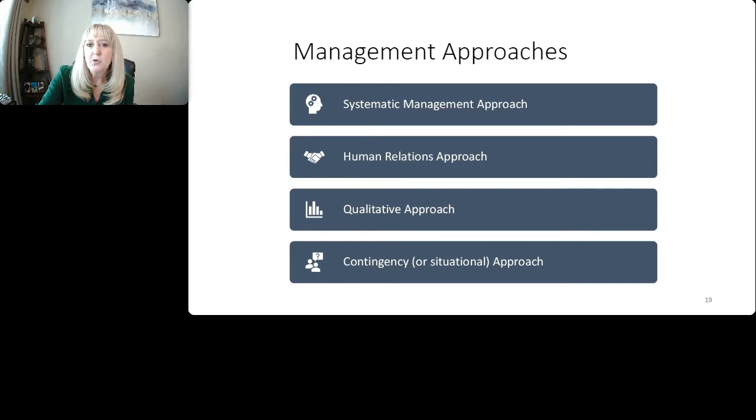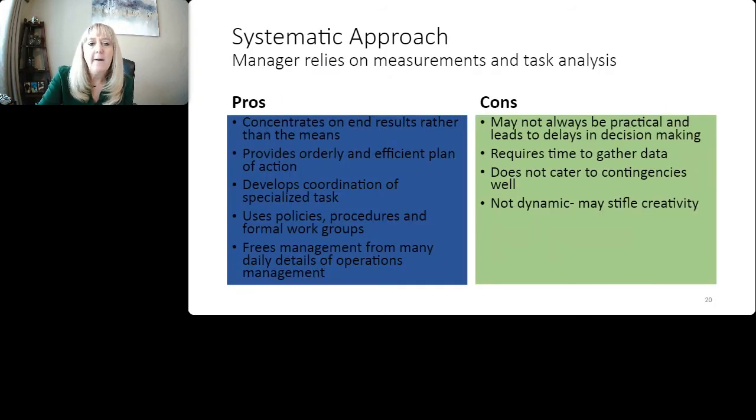So then you go into, we kind of talked about the approaches. Now the management approaches are: there's a systematic management approach, a human relation approach, a qualitative approach, and a contingency approach. We're going to go through these very quickly. The manager relies on measurement and task analysis. So think of supervisors or managers you've had in the past, and they concentrate on the end result rather than the means. It's all about the numbers.